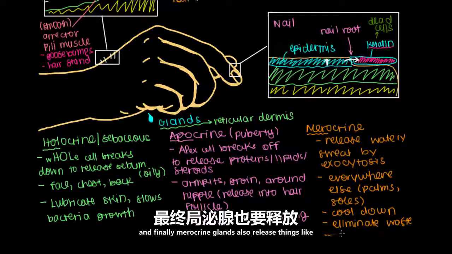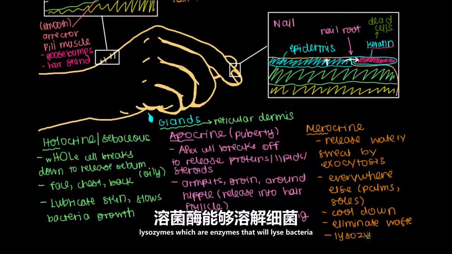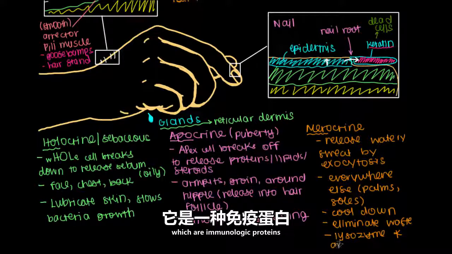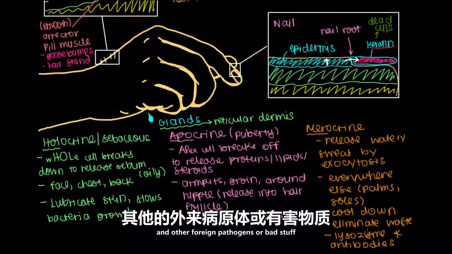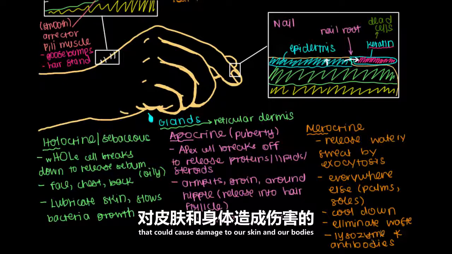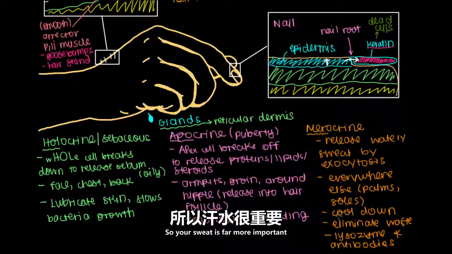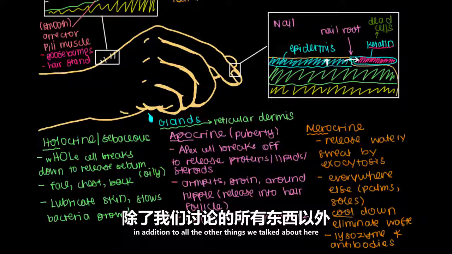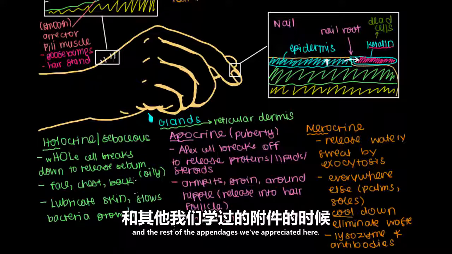And finally, merocrine glands also release things like lysozymes, which are enzymes that lyse bacteria, and even antibodies, which are immunologic proteins that help tag bacteria and other foreign pathogens that could cause damage to our skin and our bodies, tagging these things for elimination. So your sweat is far more important than just cooling you down. It even helps your livelihood, in addition to all the other things we talked about here. So there's a lot going on when we talk about our glands and the rest of the appendages we've appreciated here.